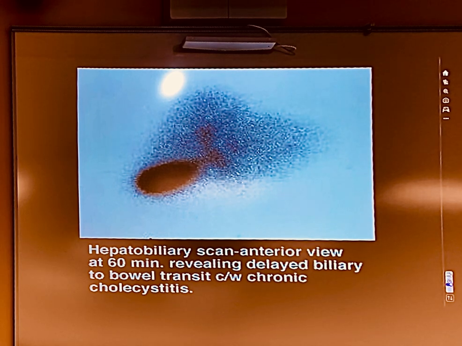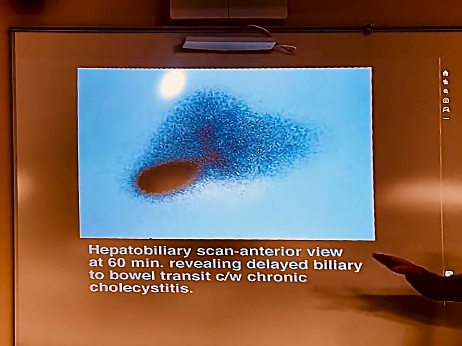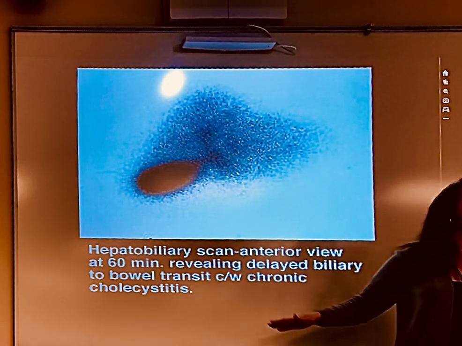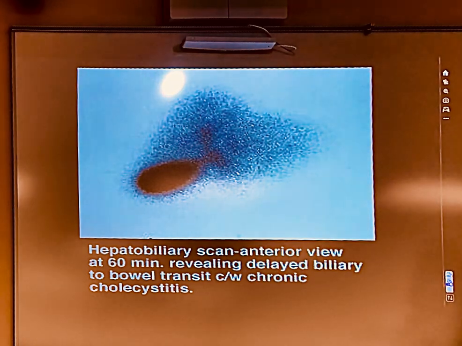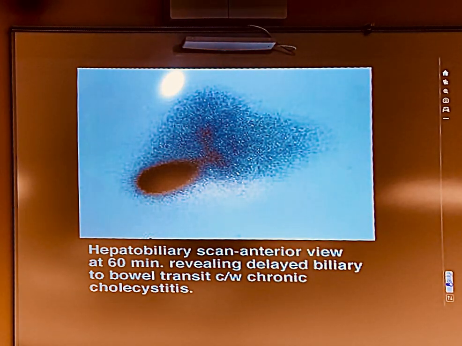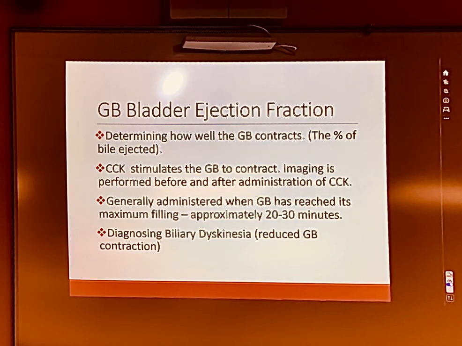There is definitely delayed biliary transit. However, you wouldn't be done at 1 hour. You wouldn't stop imaging at 1 hour and diagnose anything, right? How long does the scan normally take for you to be finished? Normal is 1 hour. Abnormal can be 4 hours.